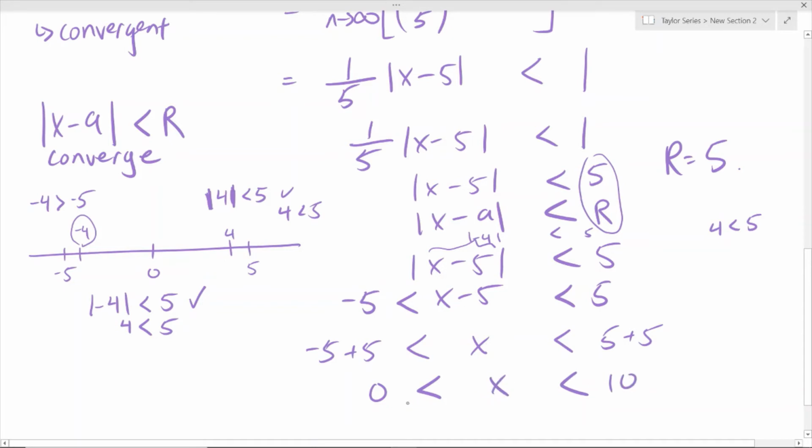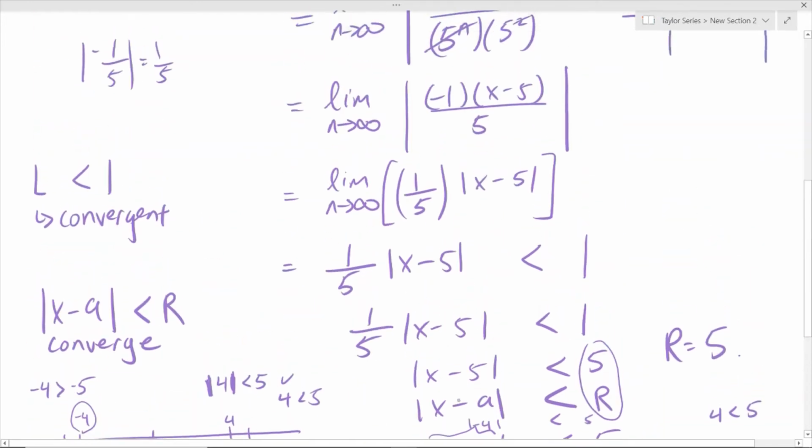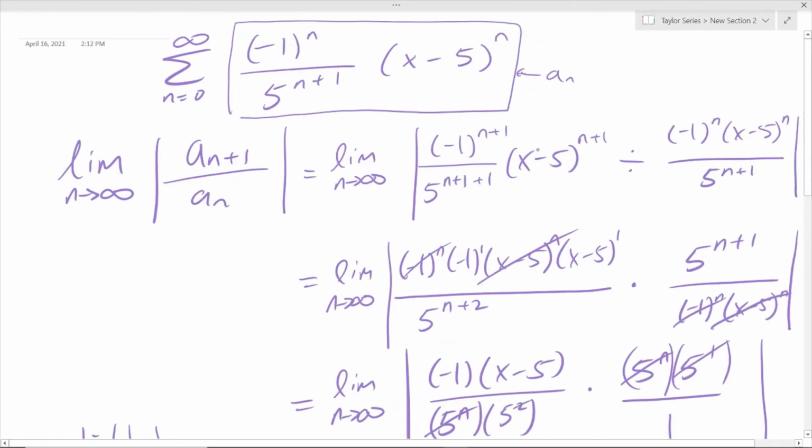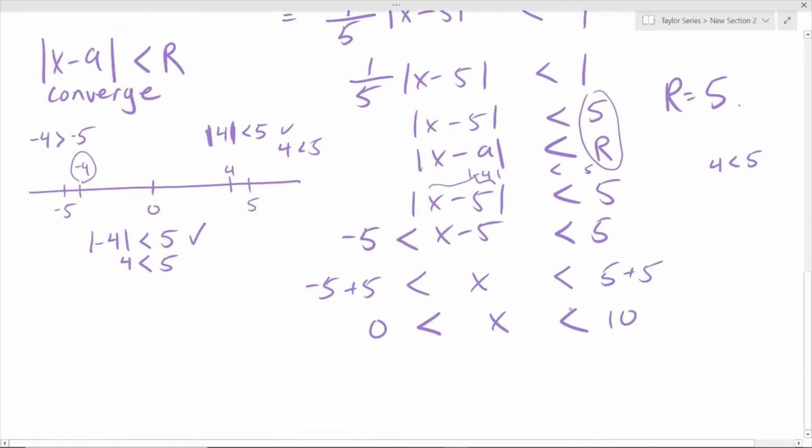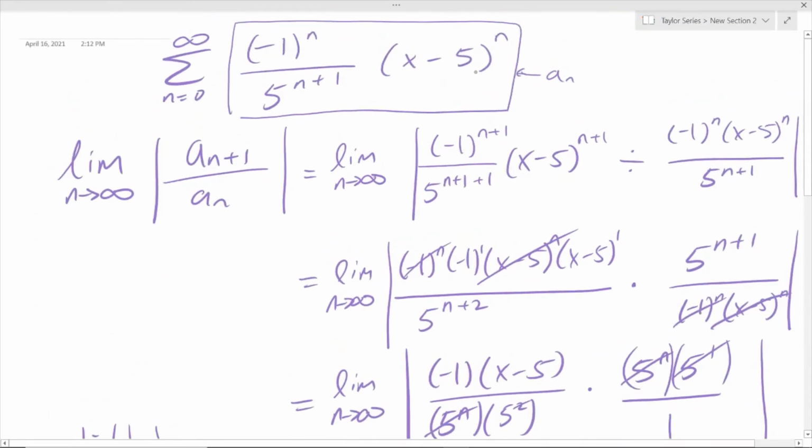So this is x has to be between 0 and 10. Now we have to check to see if it could be equal to 0 or equal to 10, right? X is equal to 0 or 10. So to check that, we basically look back at our original series. We have to plug in x equals 0 and 10 into here, these endpoints, to check as to whether this series converges or diverges when x equals 0 and when x equals 10.